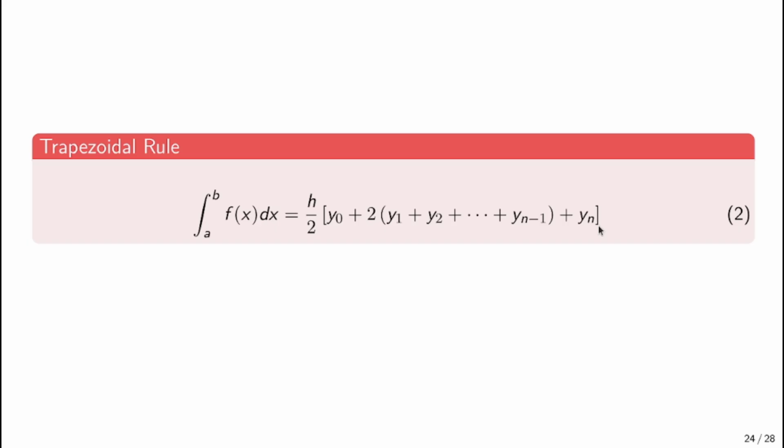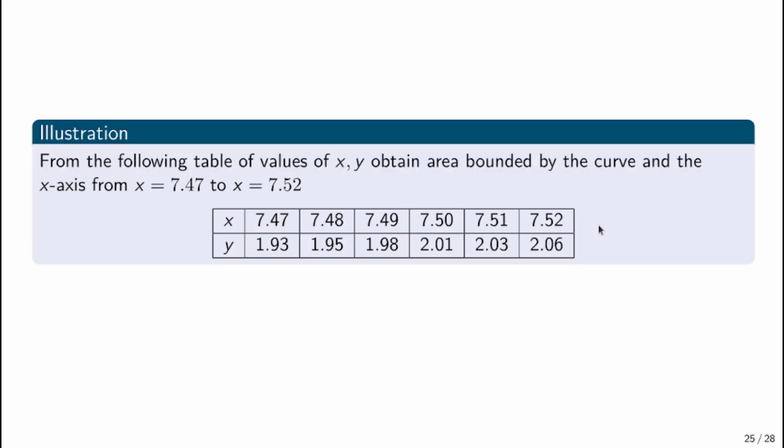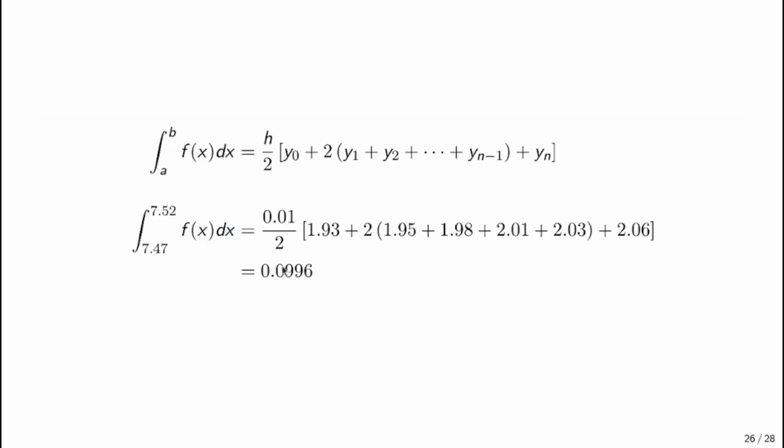Now let us see how we can apply the trapezoidal rule in a particular problem. The question is as follows. From the following table of values of x and y, we are supposed to obtain the area bounded by the curve and the x-axis from x equal to 7.47 to 7.52. If you know the exact value of the function, this is a definite integral problem, but here we don't have the exact function, we have a data set. So let us apply the trapezoidal rule here.